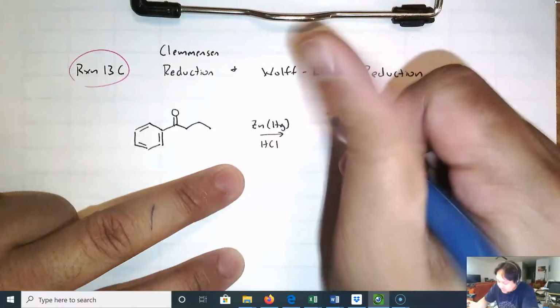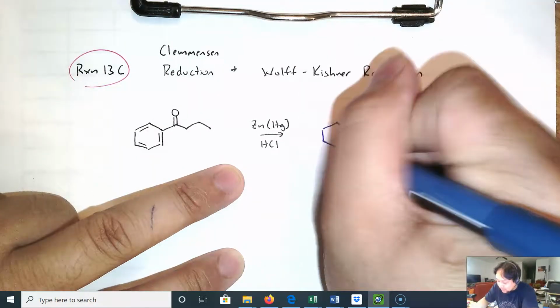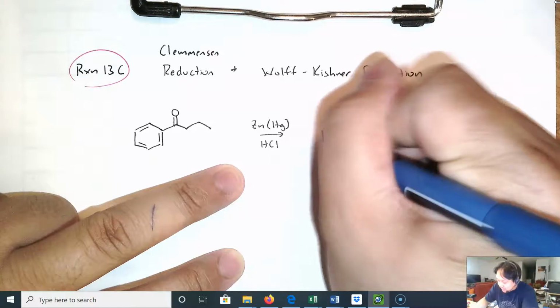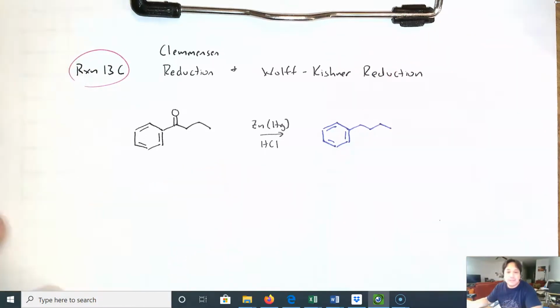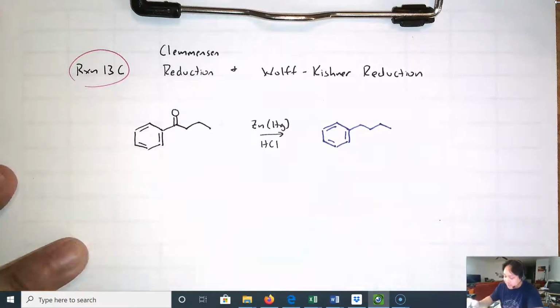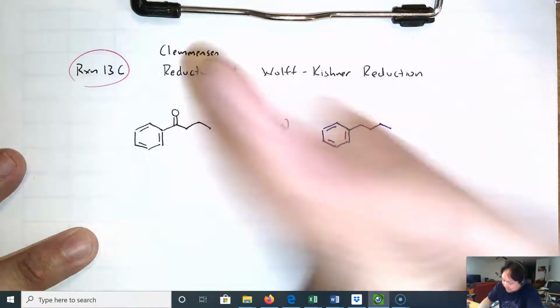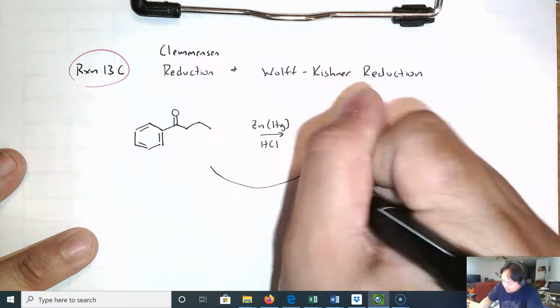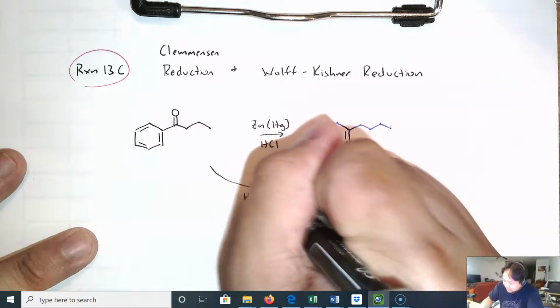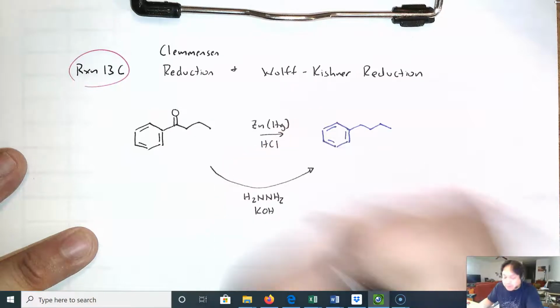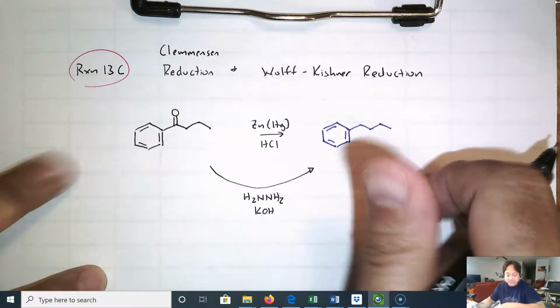And yep, just like we did with aldehydes and ketones, we're going to do the same thing here. Okay. And you know that you could also do the same thing with Wolff-Kishner. Wolff-Kishner was under basic conditions. It was hydrazine and KOH. It will do the same reaction.